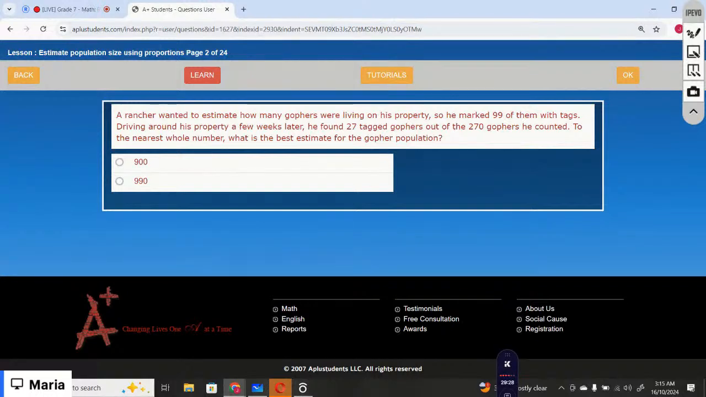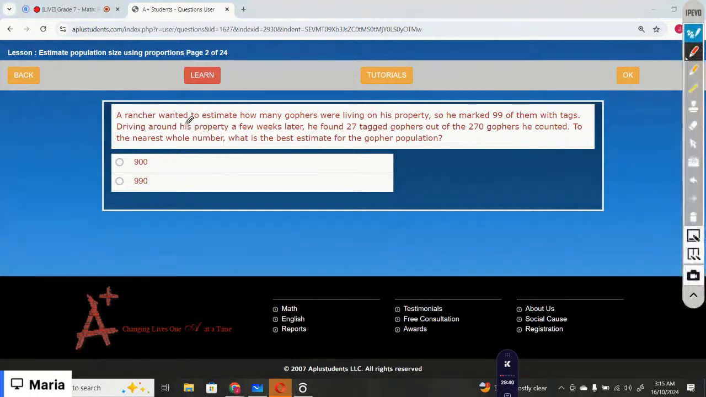A rancher wanted to estimate how many gophers were living on his property. So he marked 99 of them with tags. Driving around his property a few weeks later, he found 27 tagged gophers out of 270 gophers he counted. So 27 were tagged out of 270.